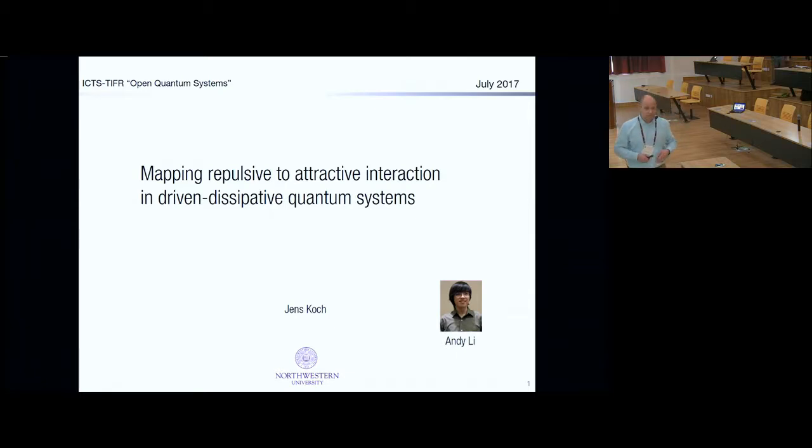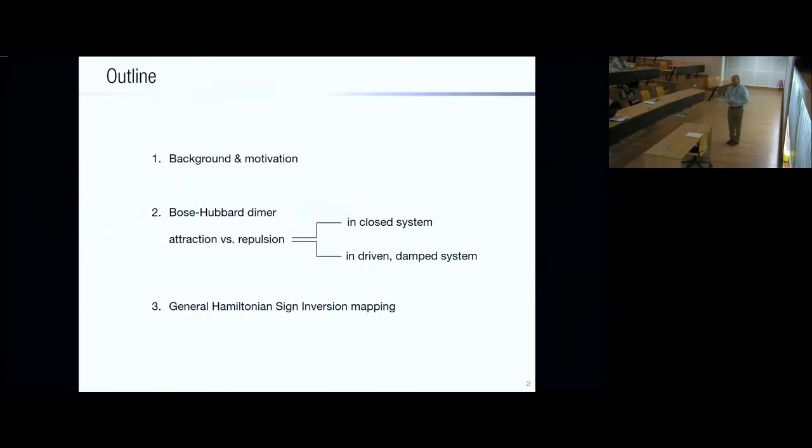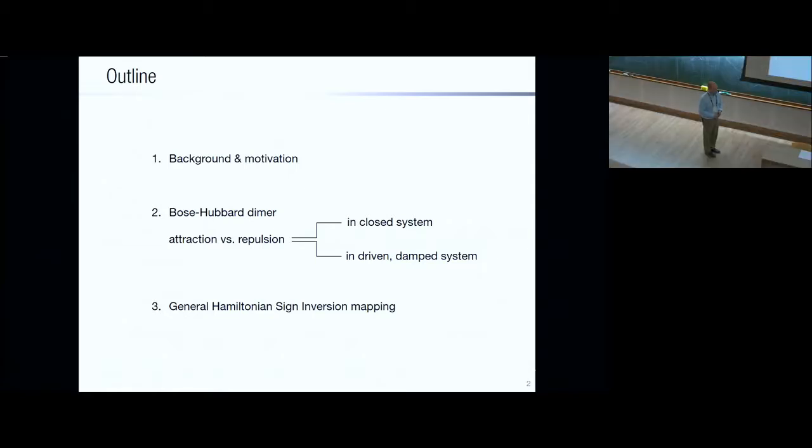And I'd like to start with a little bit of background of where all of this came from. My background is a lot in superconducting qubits, and I'll tell you a little bit about that. Then I'll show you the specific case of the Bose-Hubbard dimer, and how you can see that repulsion and attraction are actually not so different. And then in the third part, I'll show you how to generalize this and put it in a somewhat more abstract language that might also apply to your favorite Markovian open quantum system.